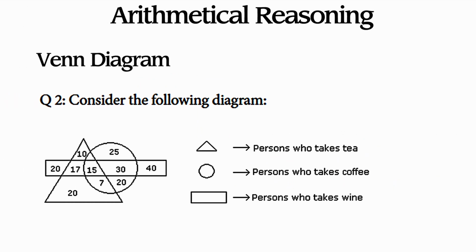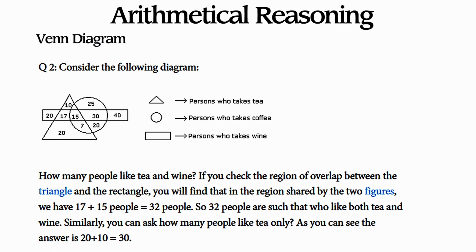Next question, consider the following diagram. Here we have a rectangle, circle and triangle. Triangle represents persons who take tea, circle represents persons who take coffee and rectangle represents persons who take wine. The question is, how many people like tea and wine? If you check the region of overlap between the triangle and the rectangle, you will find that in the region shared by the 2 figures, we have 17 plus 15 people is equal to 32 people. So, 32 people are such that they like both tea and wine.